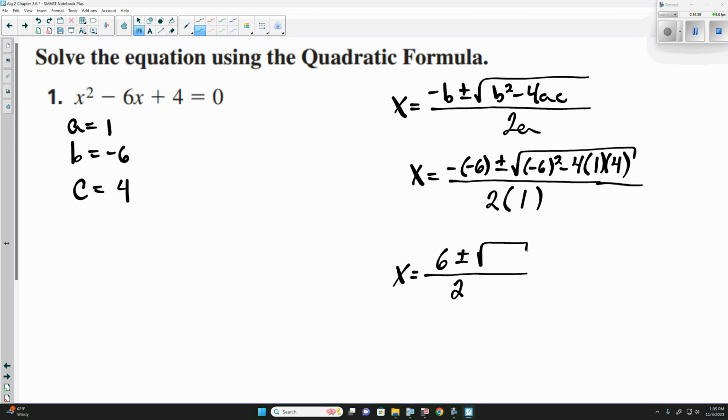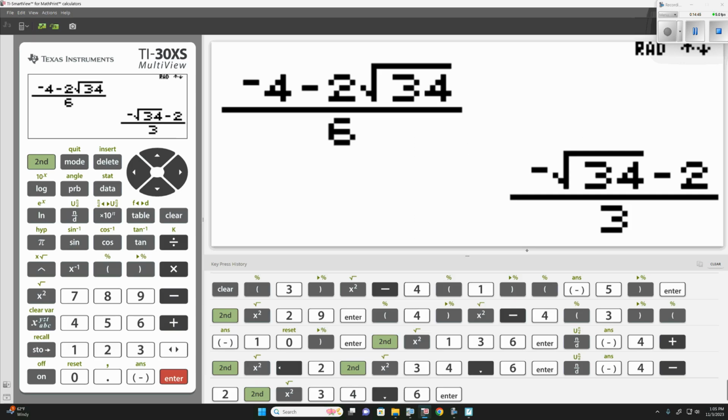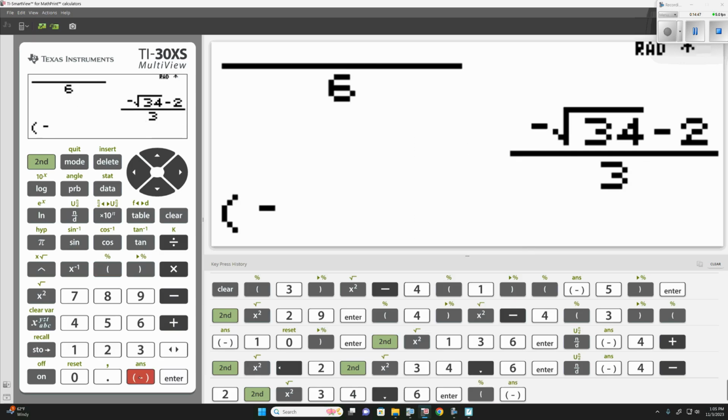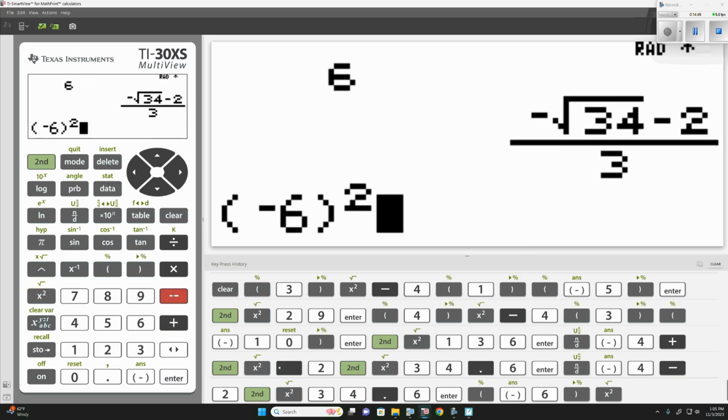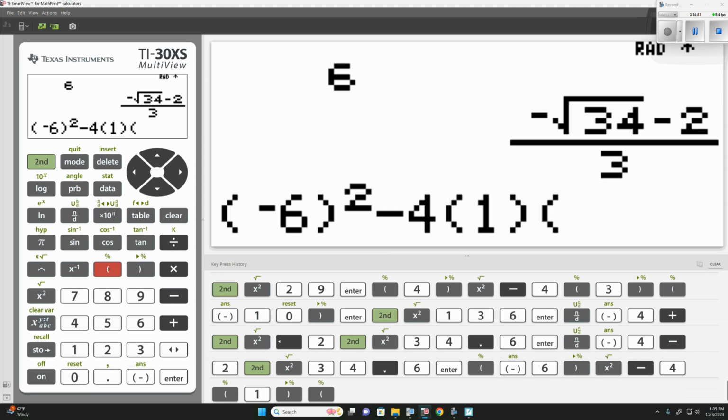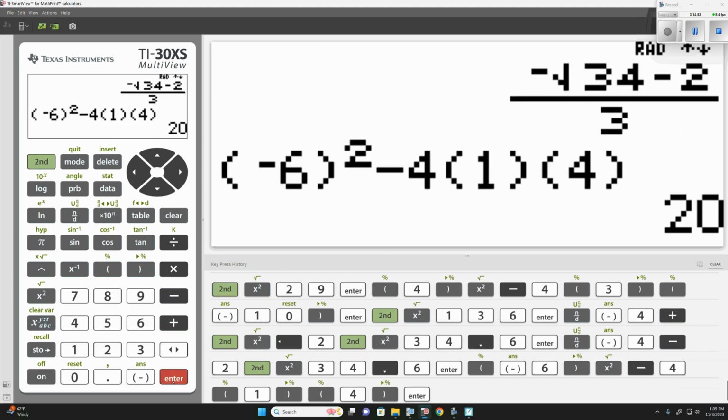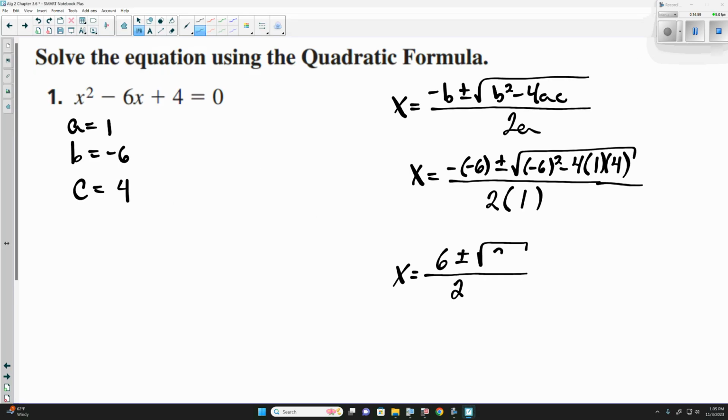2 times 1 is just 2. Now we could type the radical and everything in the calculator, or we can do parentheses. Negative 6 squared minus 4 times 1 times 4, which is 20. Now you will need to put the parentheses around the negative 6, otherwise it will give you a completely different answer.